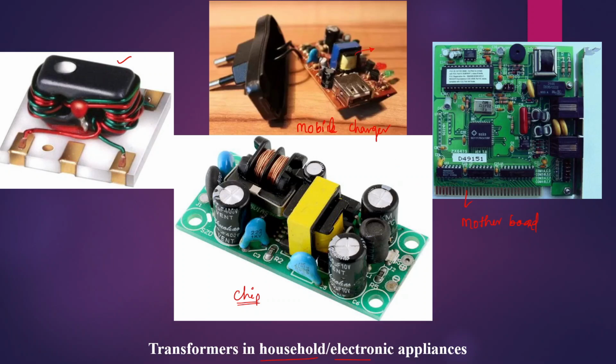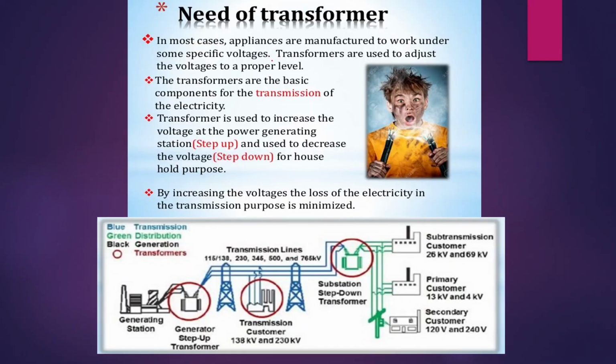So why do we need a transformer in all these circuits? What is the function of this transformer? Let us proceed. What is the need of a transformer? Generally, the electrical energy generated at generating stations is in the order of 11 kilovolts or 33 kilovolts. This is the voltage generated at generating stations. But the voltage that a domestic supply gets is 240 volts.